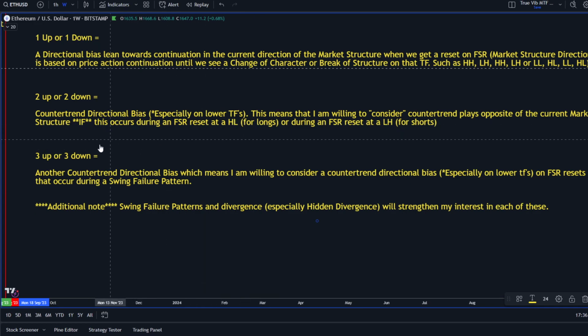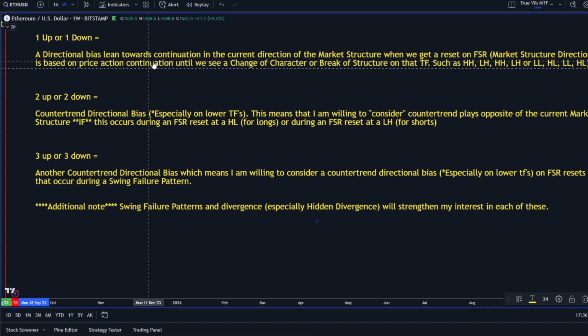And then I put a little additional note, which is that swing failure patterns and divergence. Now you might say, well, you mentioned the swing failure pattern here on 3 up and down. I did. But you could also get the swing failure during a 2 up or a 1 up or anything along those lines. So all of those things, if I get a swing failure, and there could be many of it, right? You could have a swing failure versus the previous candle. You could have a swing failure within the range. You could have a swing failure within the previous range or an older range or in a high time frame. Any type of swing failure, and these are separate, right? So a swing failure would give me a little bit more of a willingness, right?